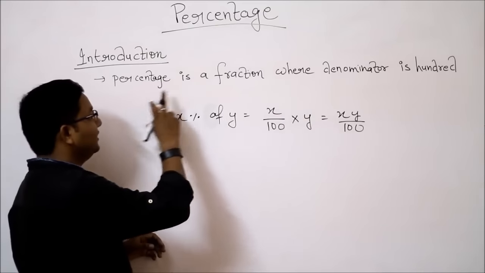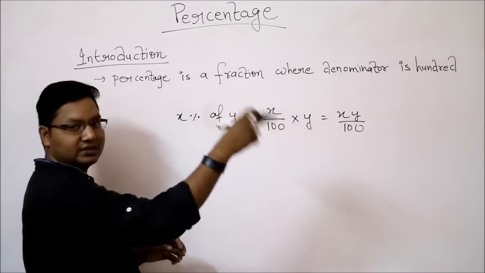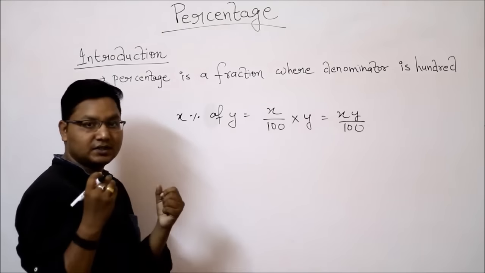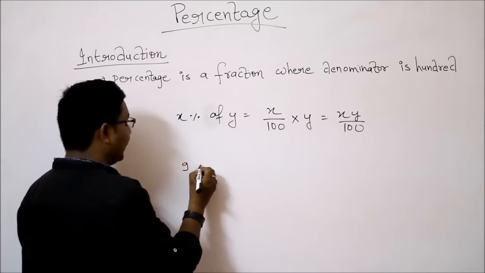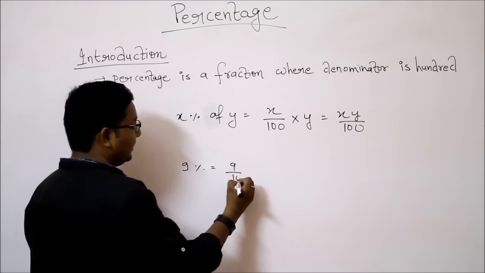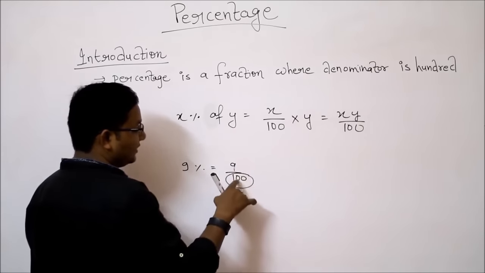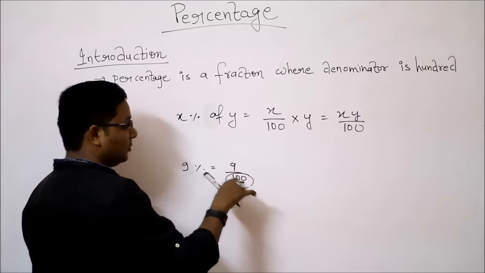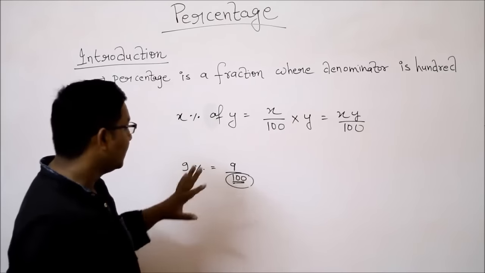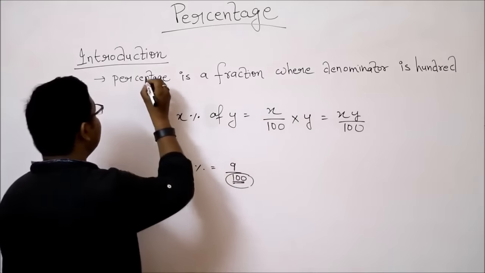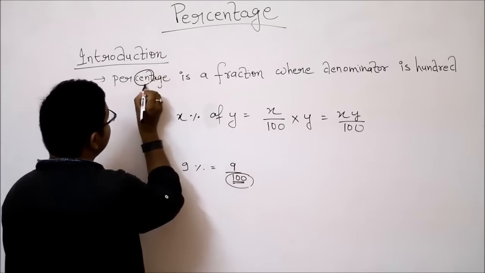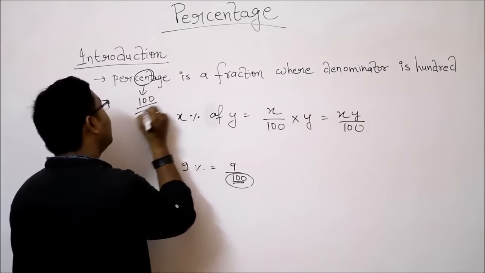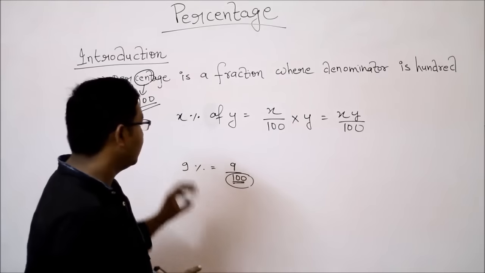Percentage is a fraction where the denominator is always 100. Suppose, for example, 9%. 9% is 9 by 100, where 9 is the numerator and 100 is the denominator. It is a fraction in which the denominator is always 100. That is the definition of percentage. Or percent means per cent, meaning per 100. Cent means 100, like century. So per 100, we have to calculate everything in 100.